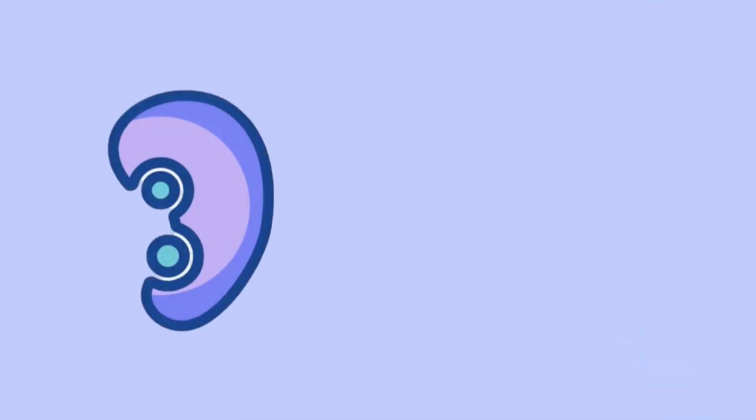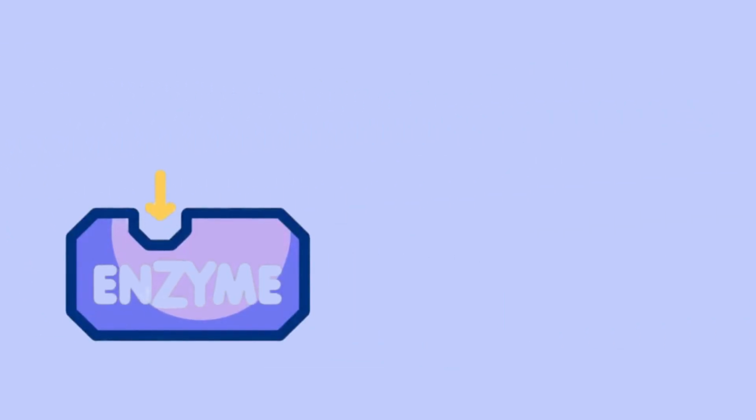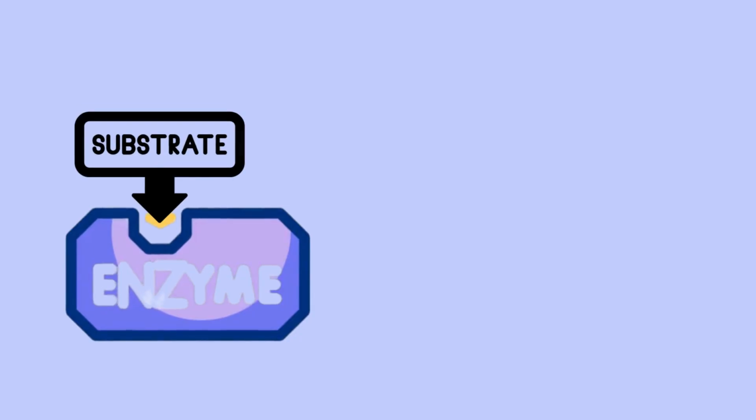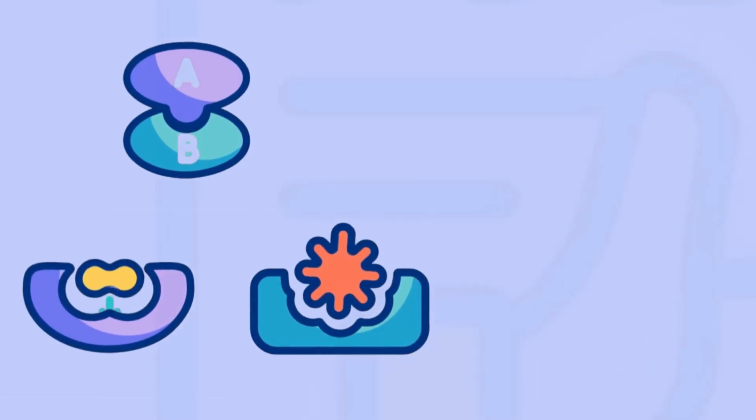Let's talk about enzymes, the tiny proteins in your body that speed up chemical reactions. Each enzyme is designed to work with a specific substrate, which is kind of like a unique key fitting a specific lock, ensuring each enzyme only performs its intended job.